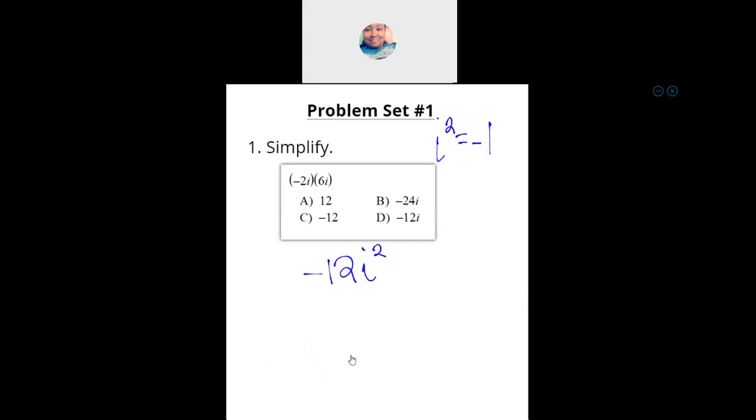So now we got to replace i squared. So it's actually negative 12 times negative 1, which is actually a positive 12. So A was actually your answer. But somebody did pick C, so you weren't too far off. The only thing was it should be a positive versus a negative. So always remember when you have two i's, it becomes i squared. So you definitely want to rewrite that as negative 1 and then simplify it from there.